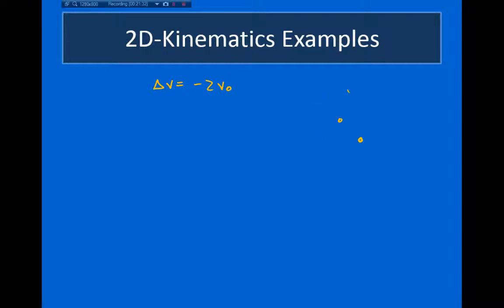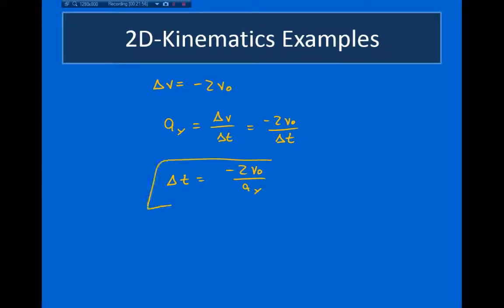To figure out the amount of time it takes for this change in velocity to occur, we can just use the acceleration. The acceleration in the y direction is equal to delta v over delta t, and that's minus 2 v0 over delta t. Solving for delta t, we get that delta t is equal to minus 2 v0 over the acceleration in the y direction. This is the amount of time it takes for the bullet to travel up and then return to its initial height.